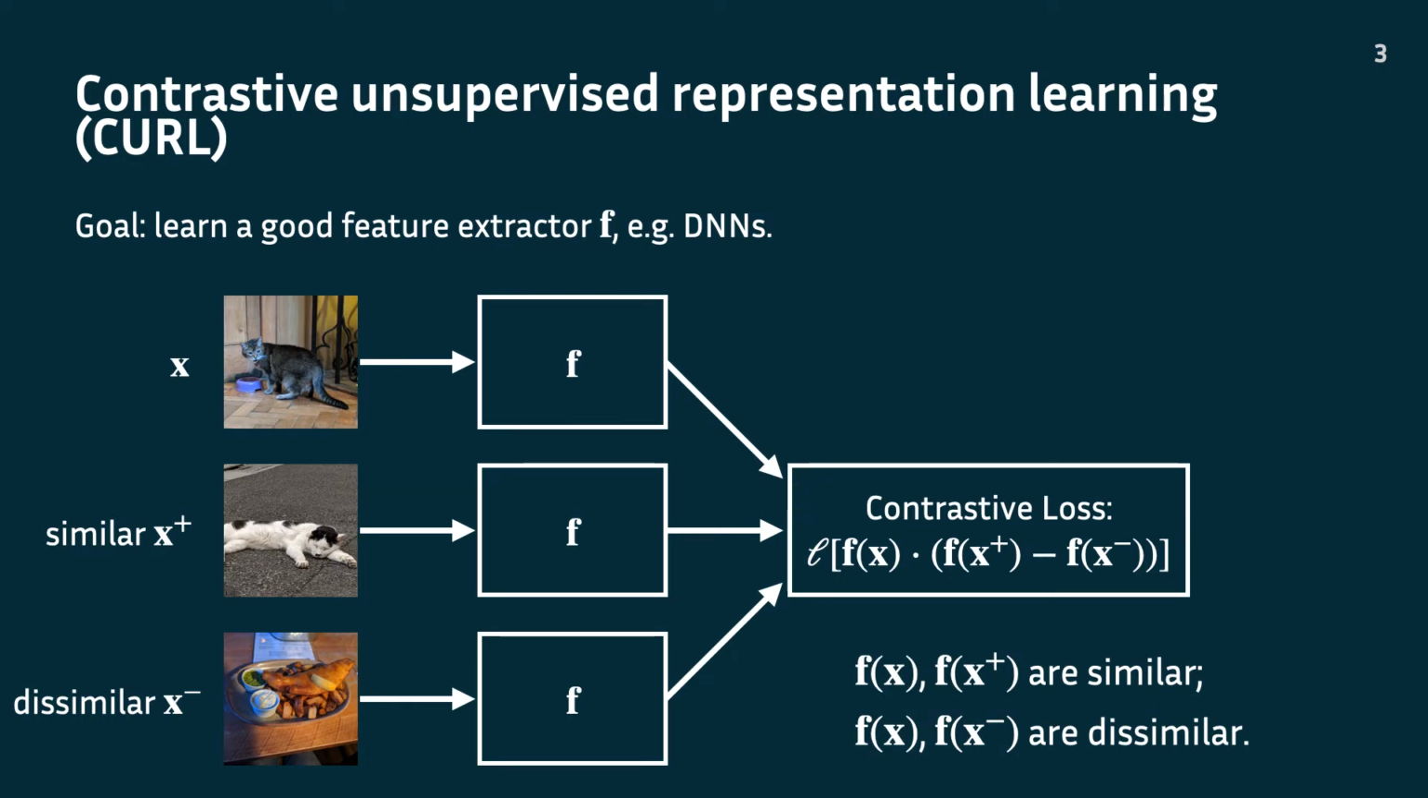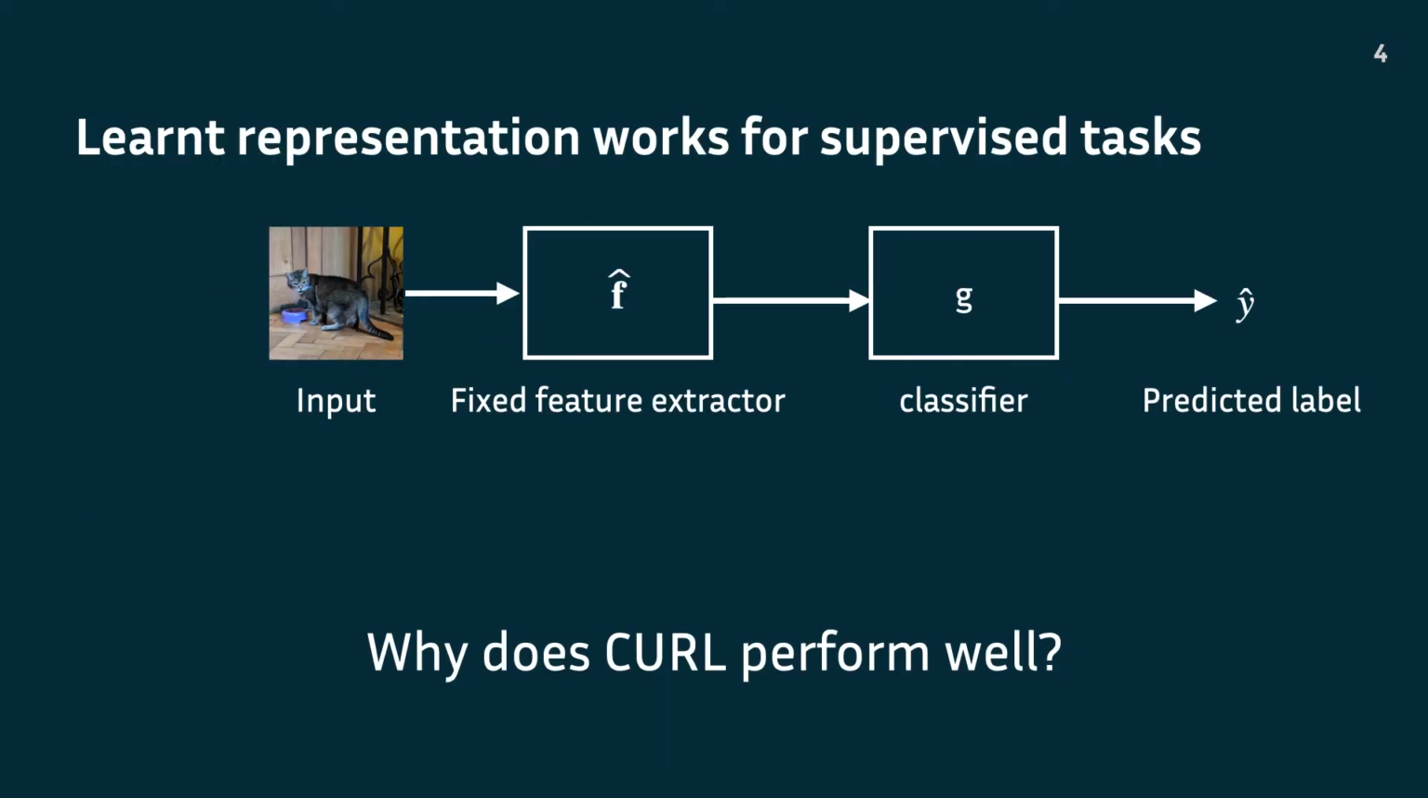By minimizing the contrastive loss, small l, the feature extractor f maps x and x plus to similar representations, and x and x minus to dissimilar representations. In this context, similarity depends on the definition of the contrastive loss l. In our paper, a higher inner product means more similar. Learned feature representations are used for downstream tasks such as classification or regression. In the downstream task, the learned f is fixed, and we only train a classifier g, such as a linear classifier or another neural network. In practice, this supervised performance is really good even if we use a linear classifier.